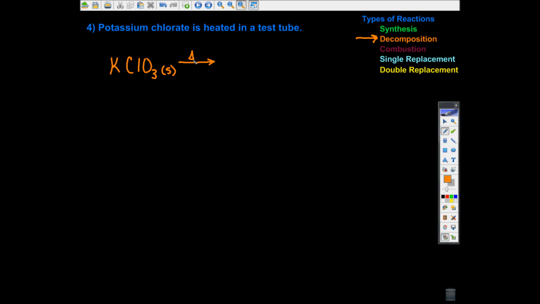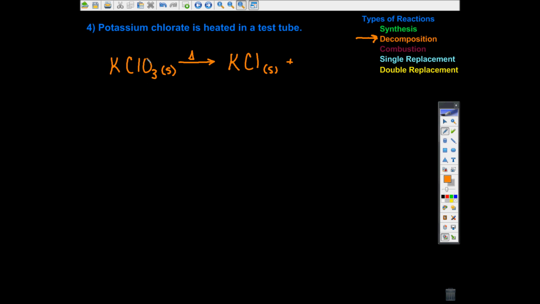When a chlorate decomposes, you always get the same thing no matter what metal chlorate you start out with. You're going to get the metal chloride. So the metal here is potassium chloride. Potassium is +1, chlorine is -1, so that's 1 to 1. It's still going to be a solid.